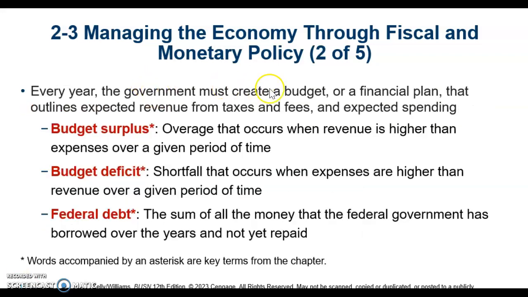Every year, the government has to create a budget, a financial plan that outlines expected revenue from taxes and fees. You probably have your own personal budget. Well, this works the same way. The government makes this budget, and we can have a budget surplus or a budget deficit. A surplus is when the revenue is higher than the expenses over a given period of time, so we have a little more left over. The budget deficit is when expenses are higher than revenue over a given period of time.